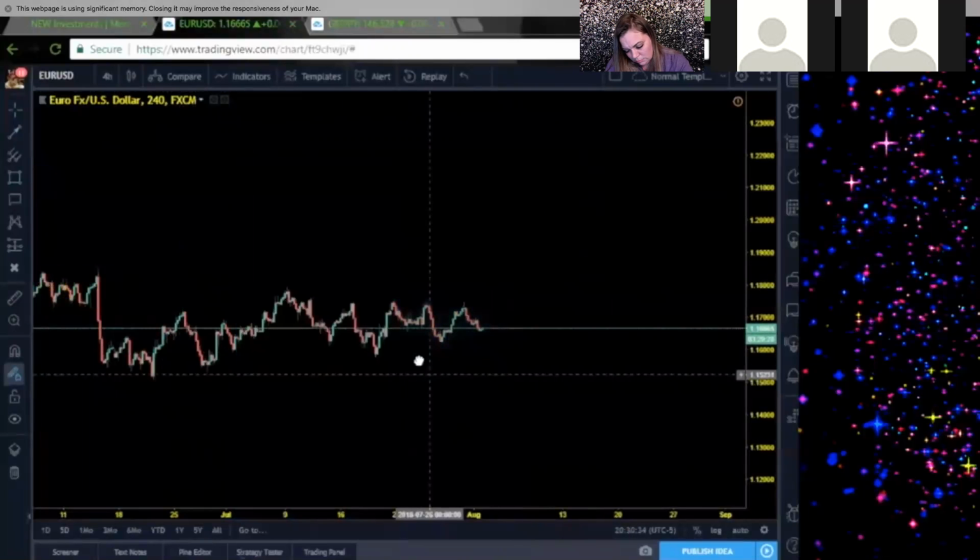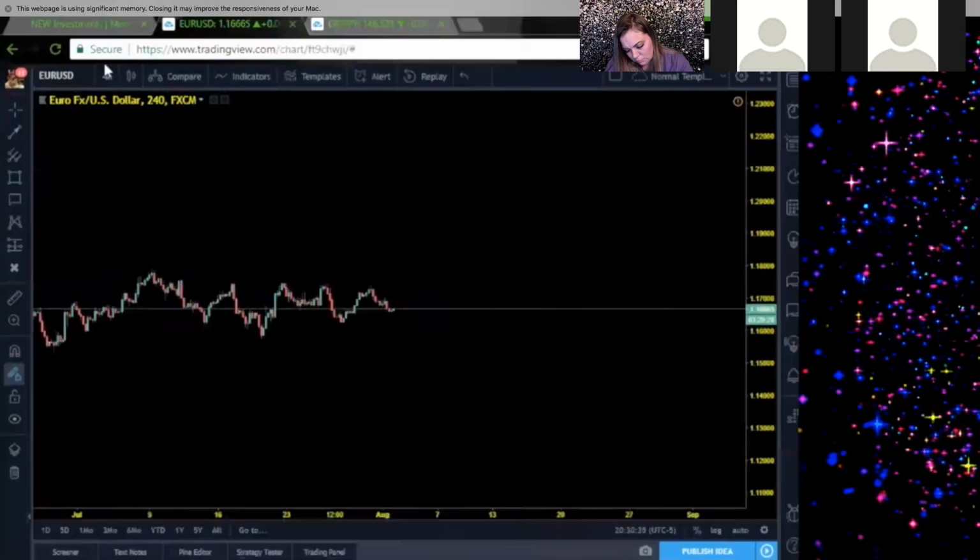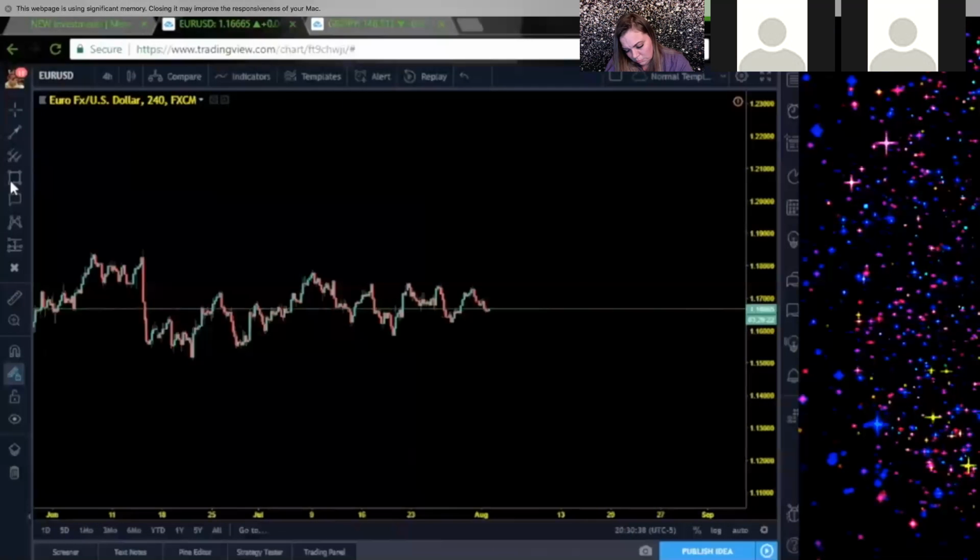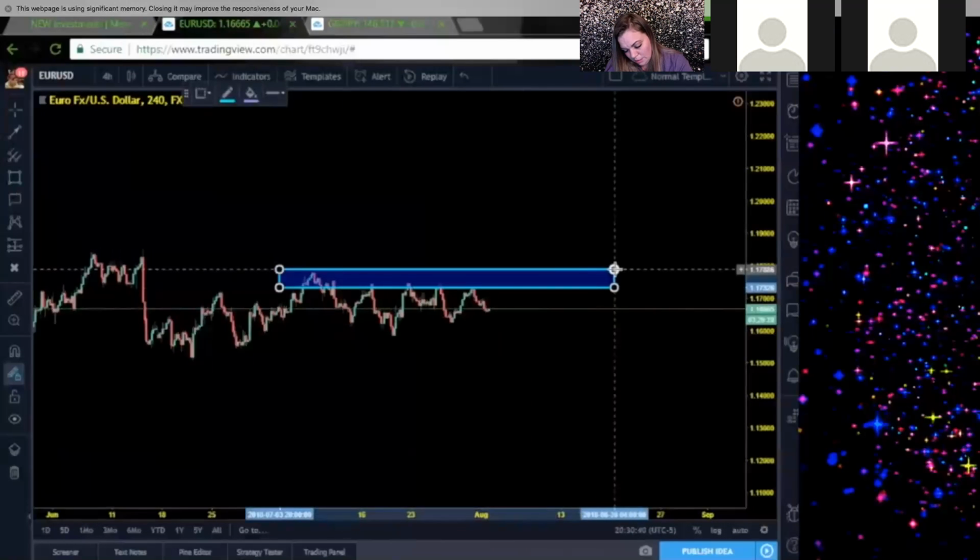Or I guess you could also do lower time frame as well. Let's do that, actually. So you guys see how this is sideways? I'm going to show you guys. I don't care. So it's consolidation.